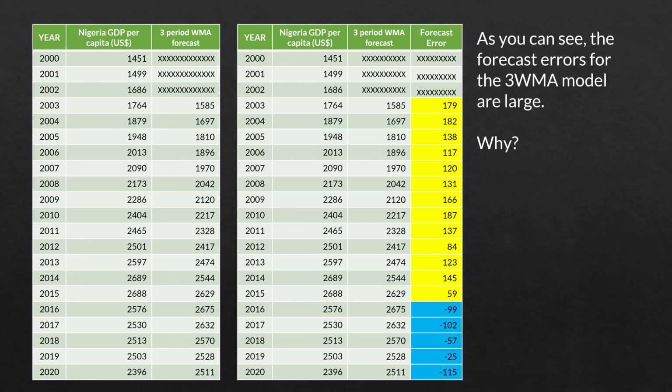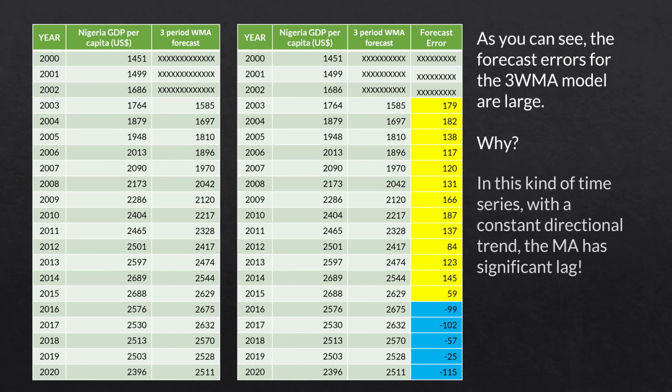So as you can see, the forecast errors for the 3-period weighted moving average model are quite large. Now, why is that? Remember, I said this time series has a very strong upward trend. So in doing moving averages, anything with a strong trend like that, the moving average, whether it's simple moving average or weighted for that matter, has significant lag behind it, and it can't keep up with that trend.